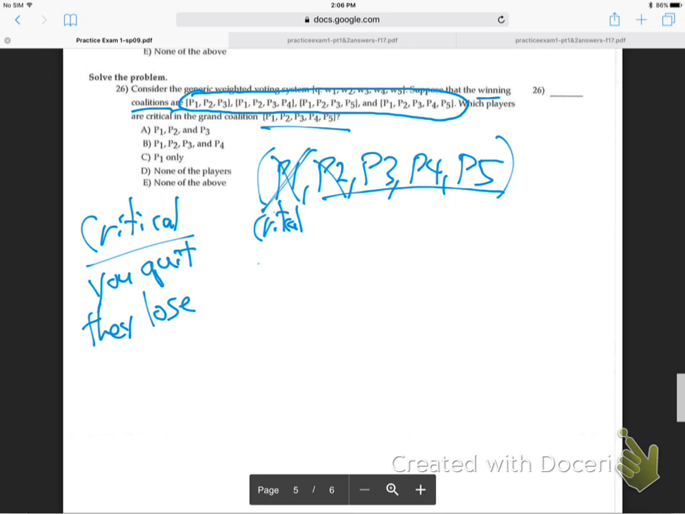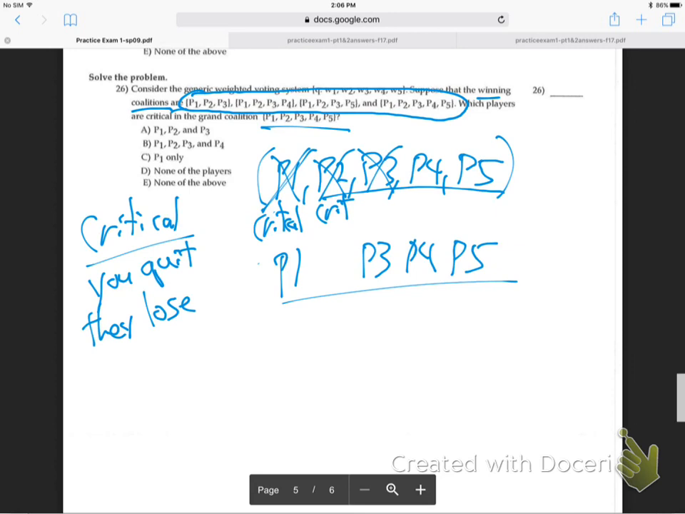All right, how about P2? It's one at a time, right? Critical is always one at a time. What if just P2 drops off? Is P1, P3, P4, P5, the team left, a winning team? Is it listed up there? 1, 3, 4, 5? No, it doesn't look like it. So he's critical also. He better not drop off, because the team left is not a winner either.